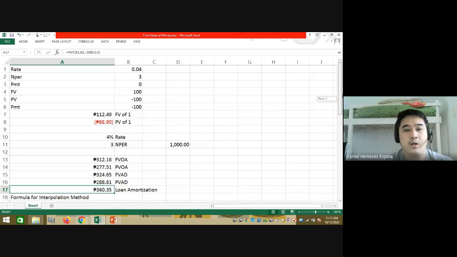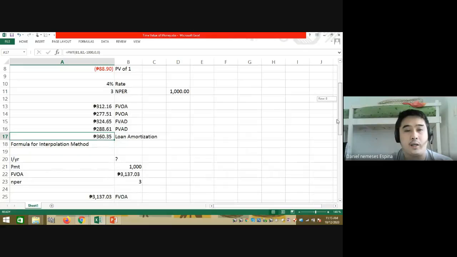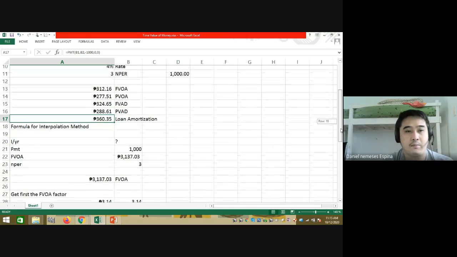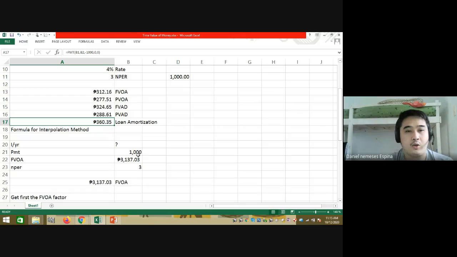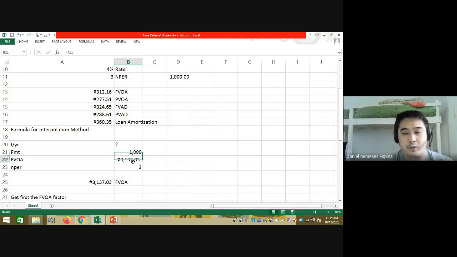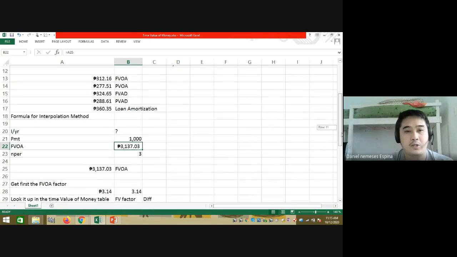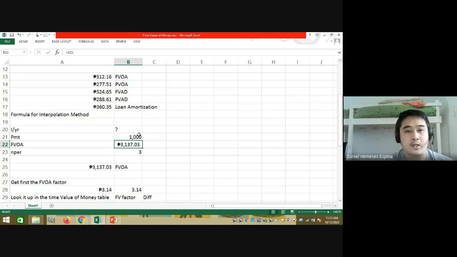Now we will use the table, okay? The time value of money table. So for example, you want to look for the interest. So there's already a future value, so ordinary annuity ni siya. That's 3,137.03. And then you have 1,000 as your payment. So each year you will pay 1,000. The number of periods is 3 for 3 years. So how to look for the interest per year.